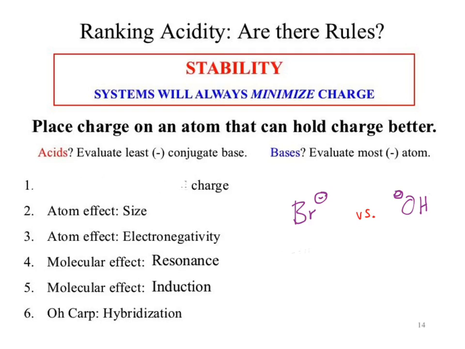I heard bromide. Too late. What are we trying to do? To act as a base, what must our negative charge do? Lose, attract a positive, accept a proton, donate electrons. Where are the electrons going with respect to the atom? Away from the structure. If the electrons stay in the structure, it is by definition not acting as a base. So if the electrons leave, we're looking at a base. What is going to make those electrons more likely to leave?